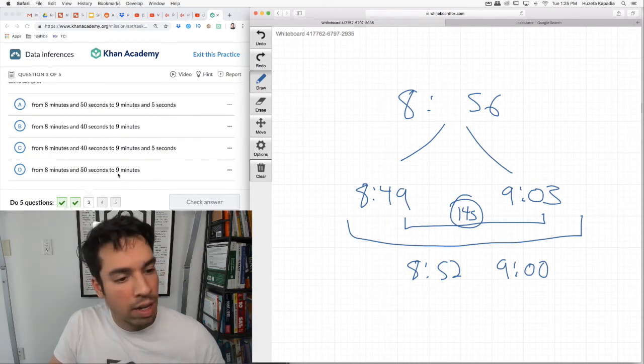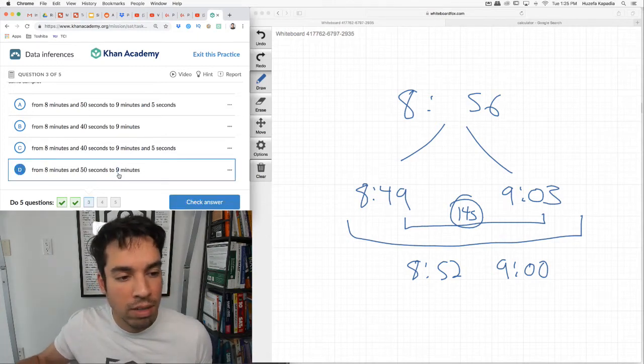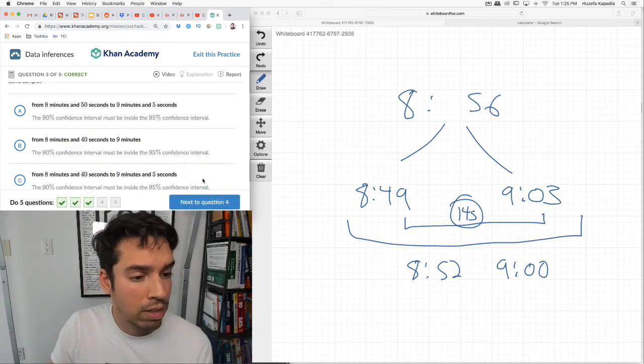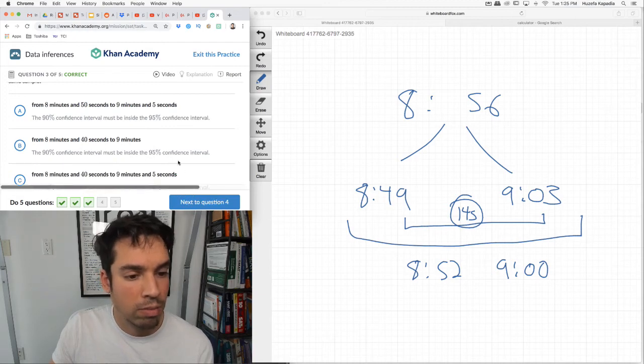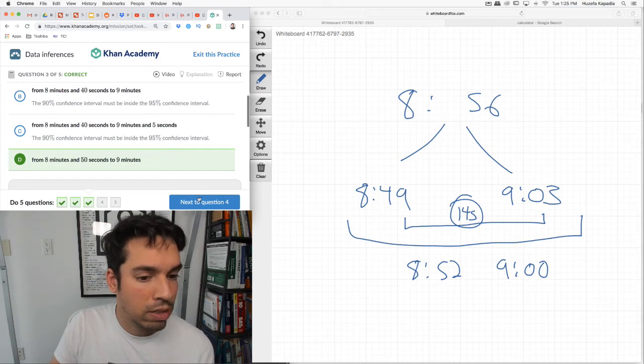25. And look at this. Here we go. This is the only one that shrinks the gap, right? That's 10 seconds instead of 14 seconds. So I'm going with D because we're less confident, and that's it. Must be inside the 95% confidence interval. That's it.